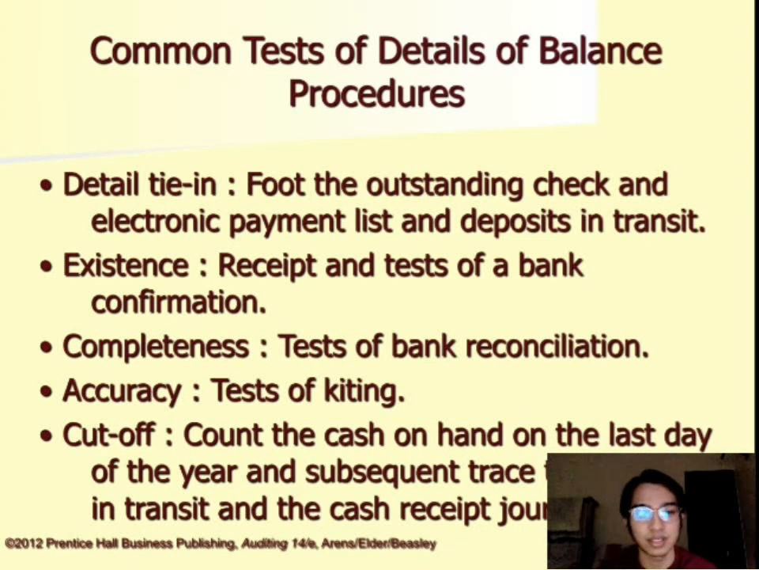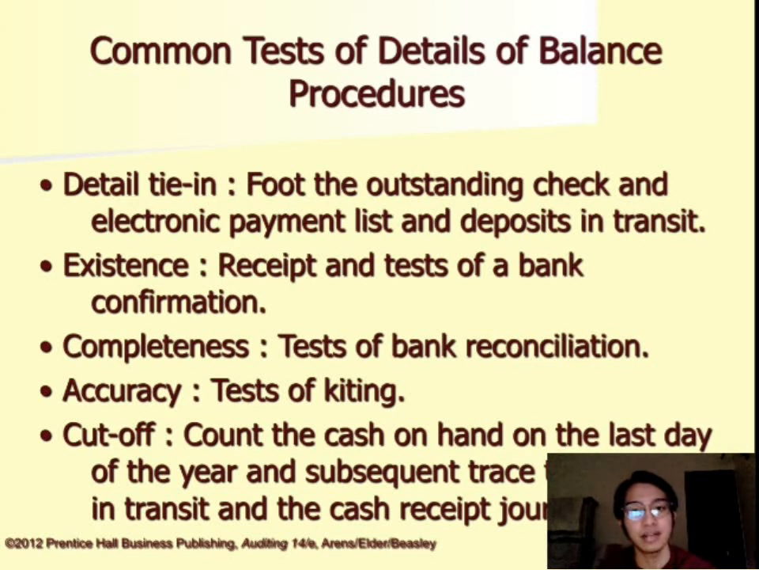Next is existence. The test of details for existence is receipt and test of bank confirmations. Next is completeness: test of the bank reconciliation. Next is accuracy. The test is test of kiting. Last but not least is the cut-off, which is to count the cash on hand on the last day of the year and subsequently trace to deposits in transit and the cash receipt journal.